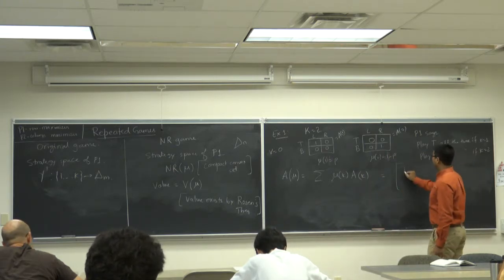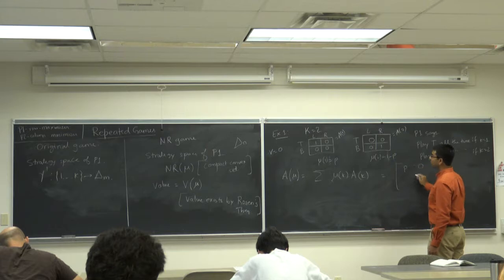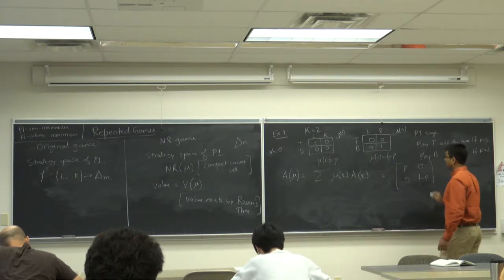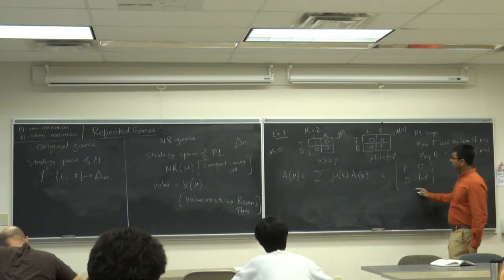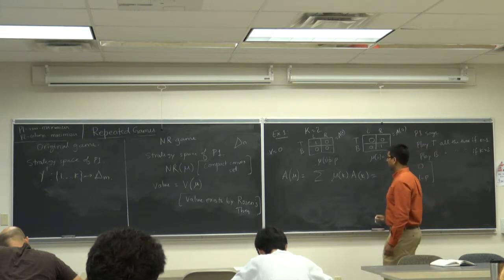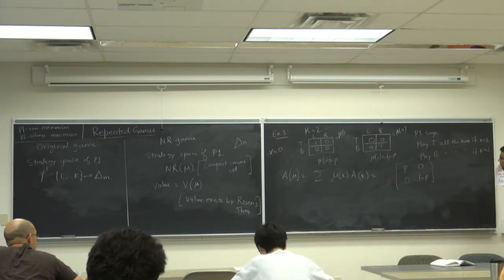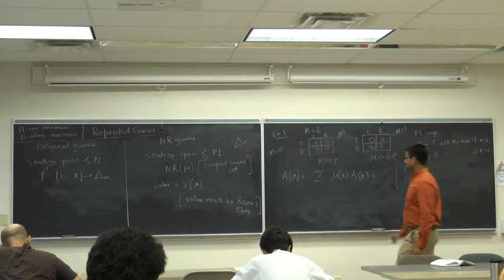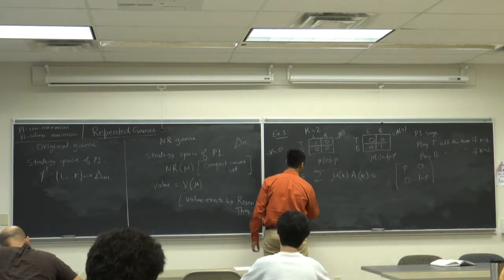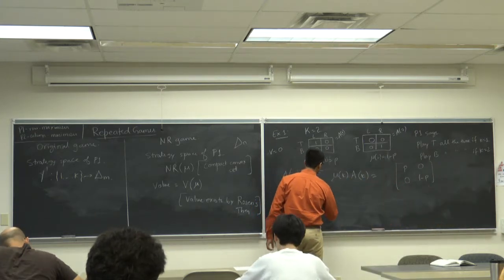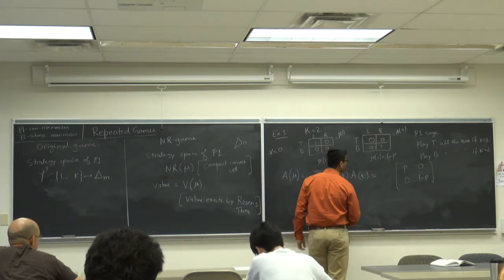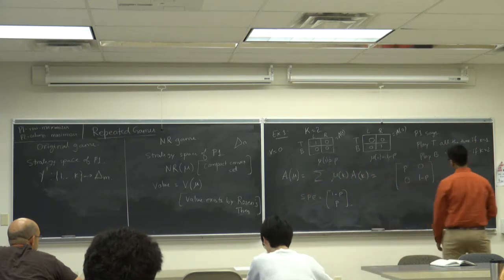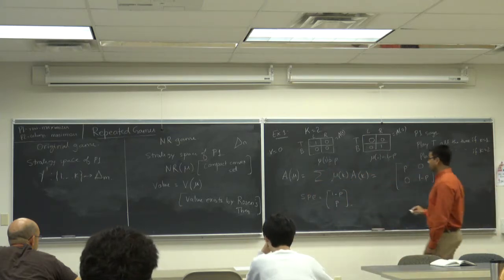So what do I have here? P 0, 0, 1 minus P. What's the saddle point equilibrium of this game? So the saddle point equilibrium is 1 minus P, P. Yeah, and 1 minus P, P.